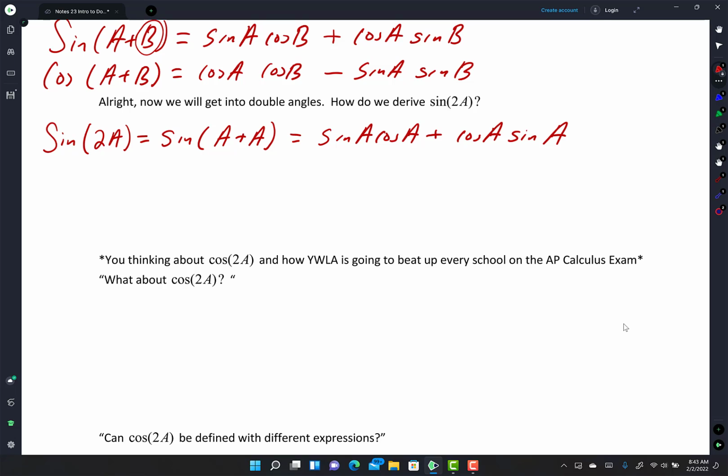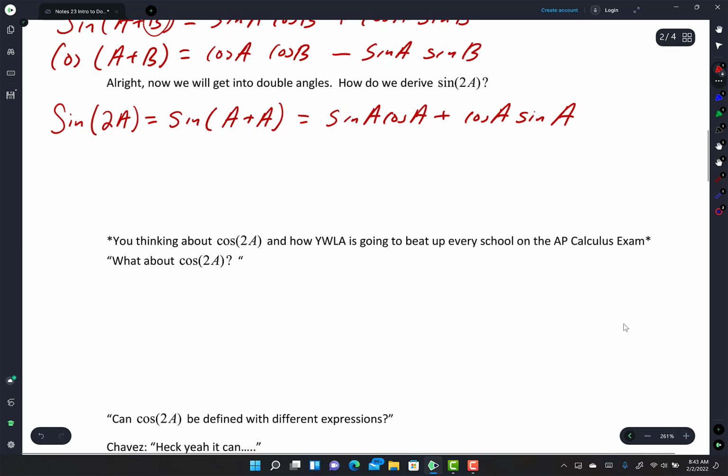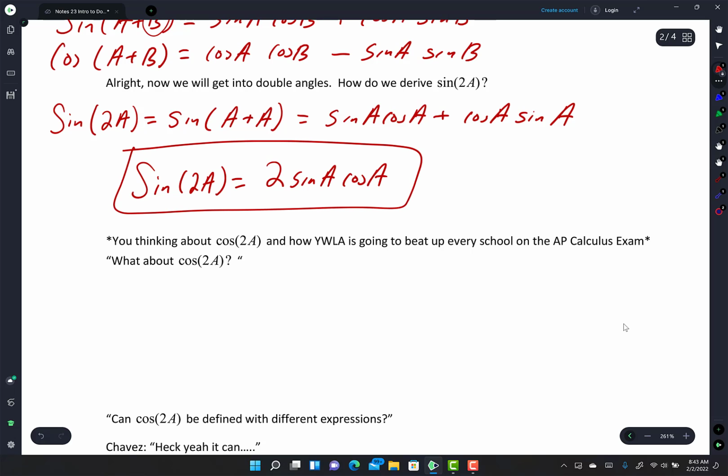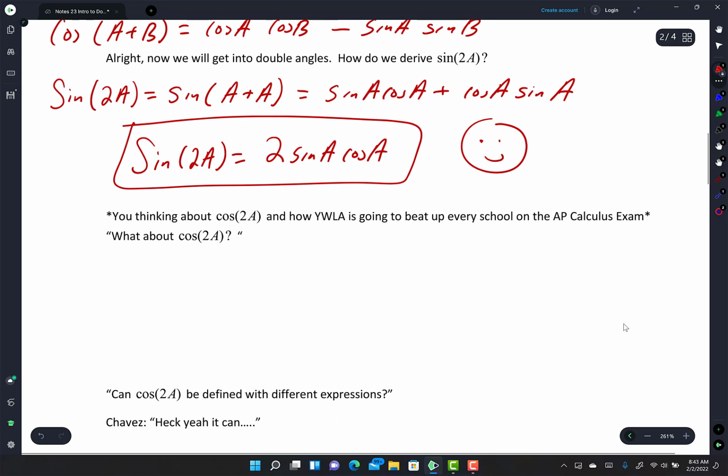Now, sine a times cosine a is the same thing as cosine a times sine a. How many of them do you see? So here is your new double angle formula. Sine 2a is nothing more than 2 sine a cosine a. There it is. You just derived it. This one only has 1. How do we feel? Not bad, right? Pretty cool? I think it's pretty cool, guys. All right, let's go to the next one.